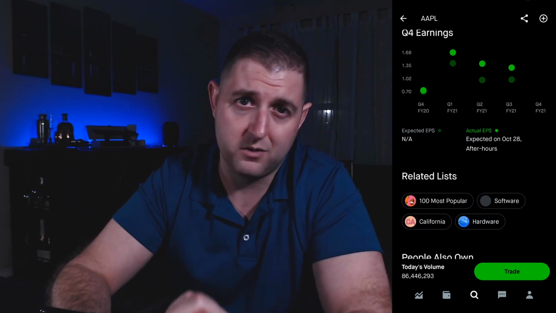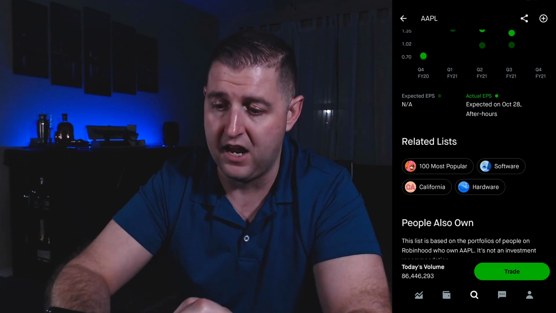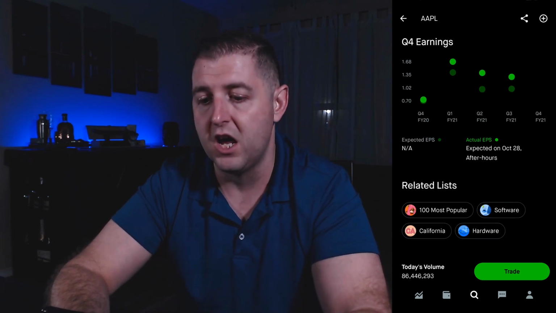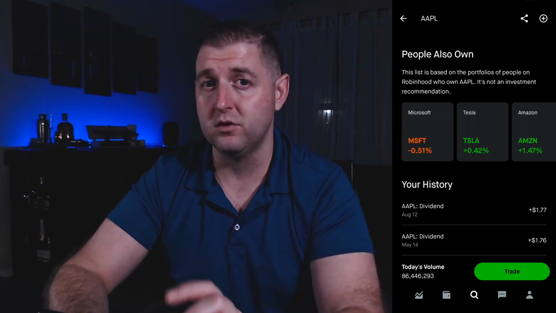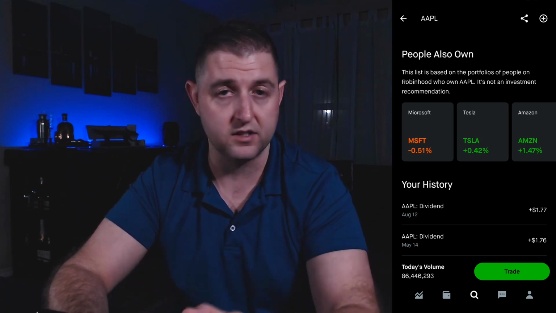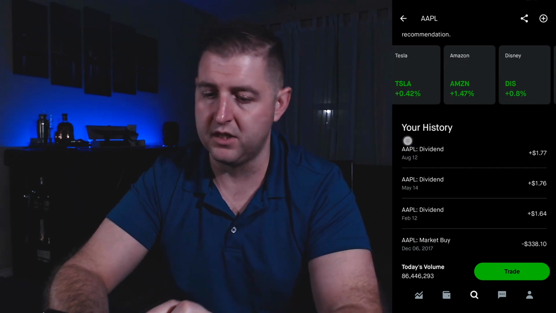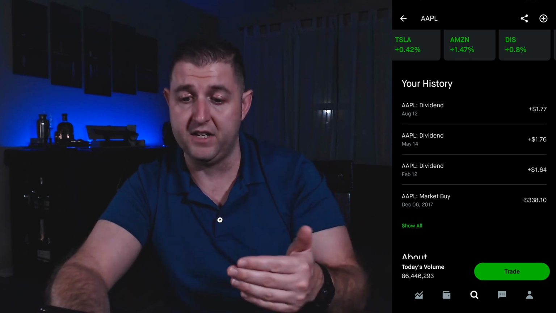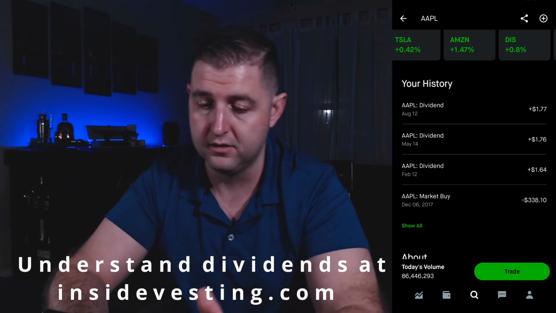There's the earnings per share, which is my number one key statistic that I look at, and you can see how good Apple has done in the last few quarters. You can see what lists they're a part of. You can see what other stocks people that own Apple also have. Maybe you want Microsoft as well, or Tesla. So this is like a quick jump. You can see the history, and with this you can see that I've been paid a dividend quarterly from Apple, so that's pretty nice. And then also the market buy.